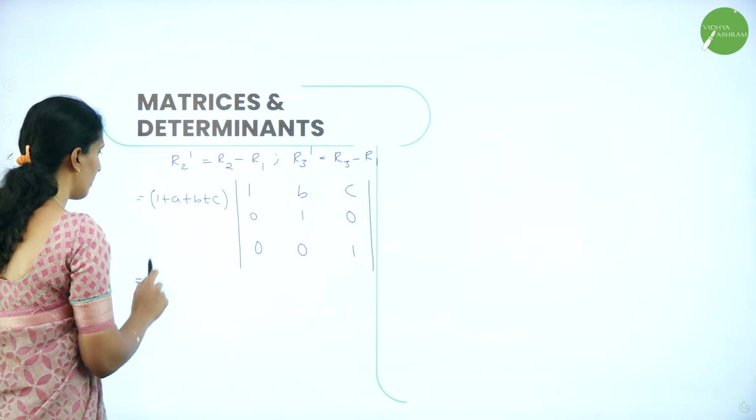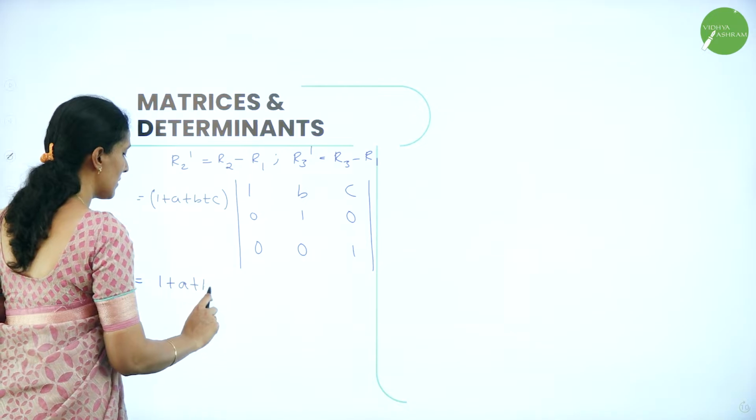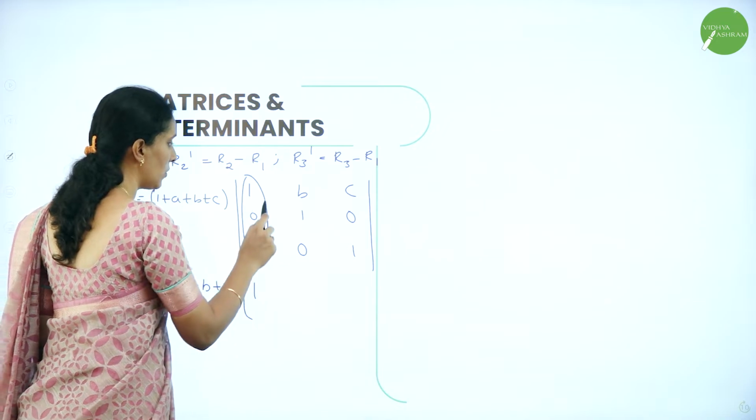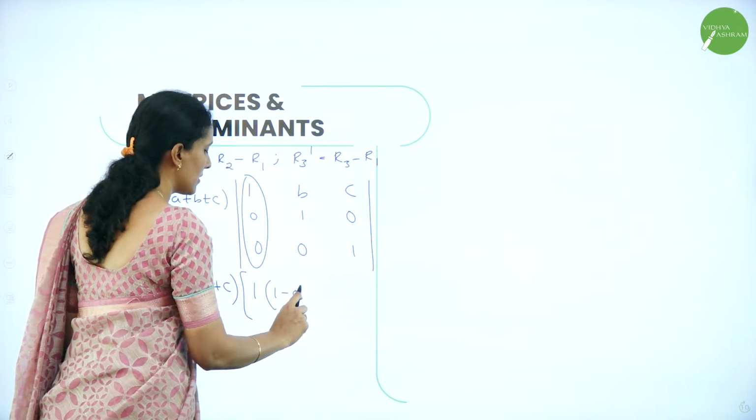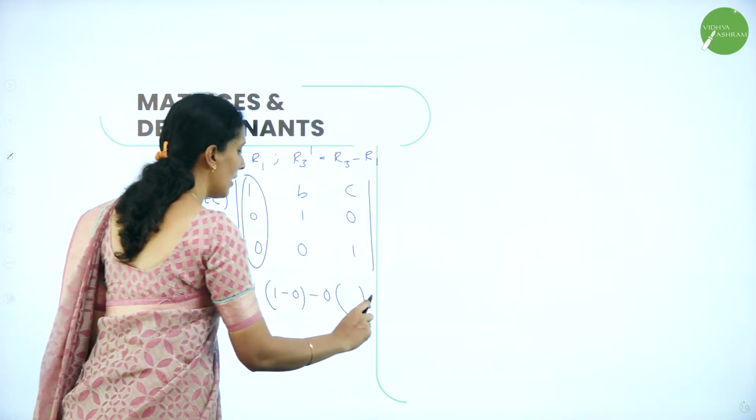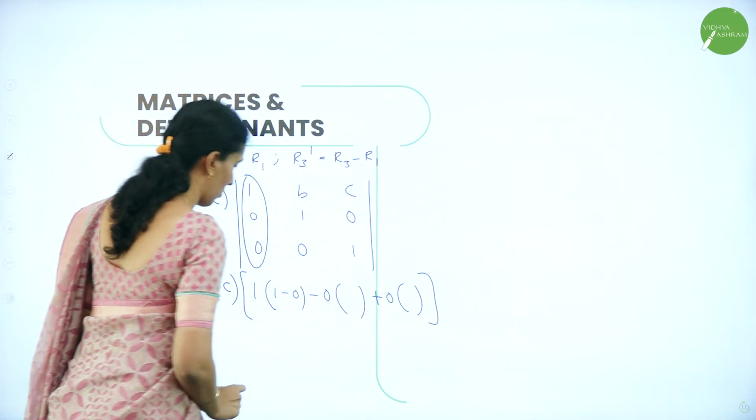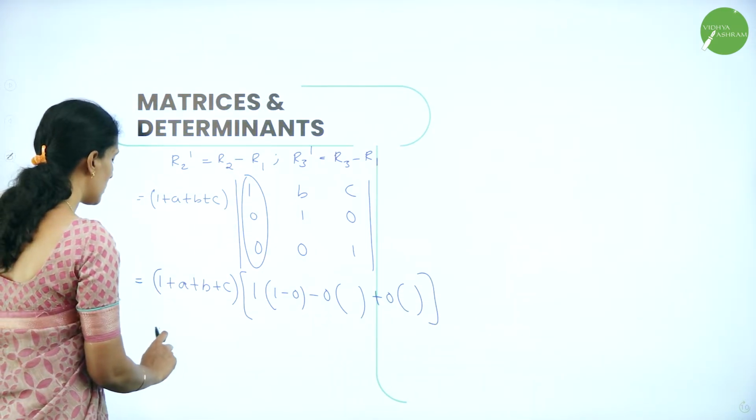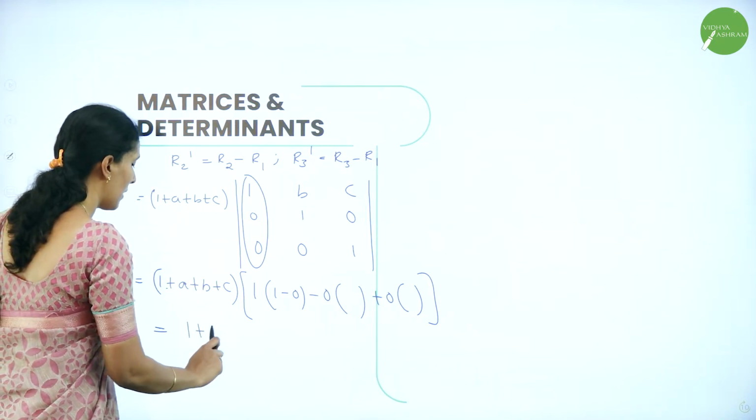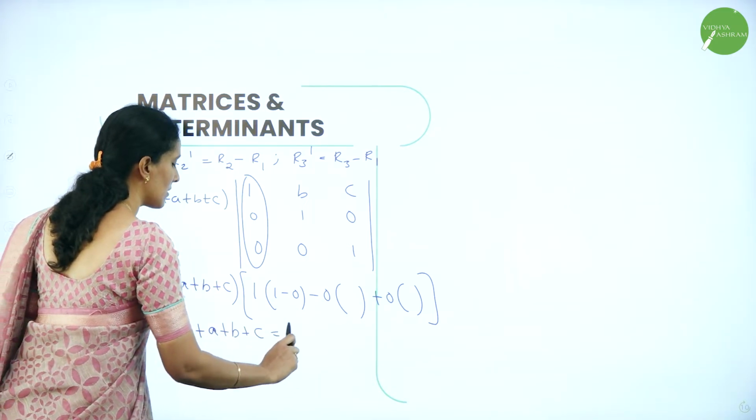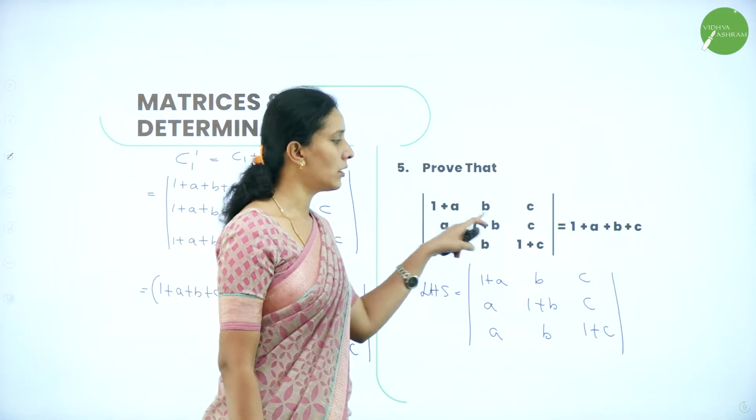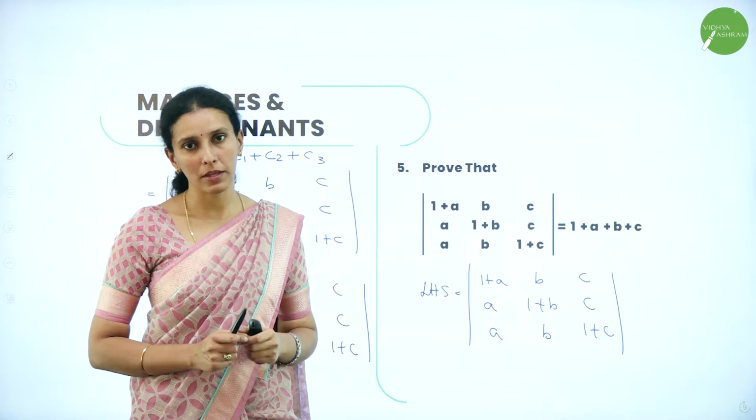Now expand it, we have here 1 plus A plus B plus C. Expand using this column now: 1 into the minor, minus 0 into whatever the value, you will get 0, again plus 0 into whatever the value, you will get 0. So here 1 into 1 is 1, and outside we have 1 plus A plus B plus C, which will be 1 plus A plus B plus C. That is equal to RHS. Hence we have proved the value of the determinant is equal to 1 plus A plus B plus C.